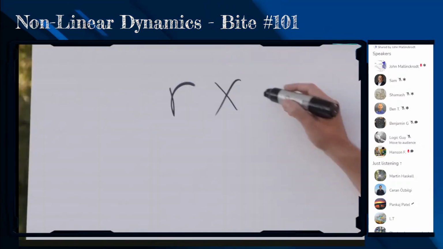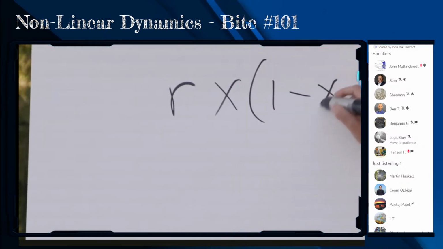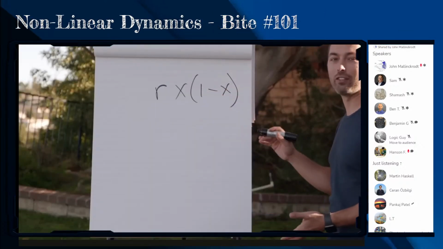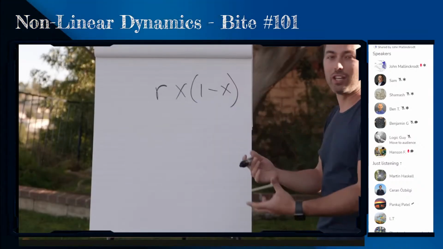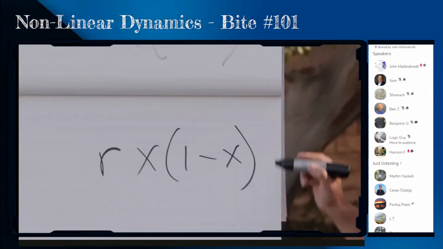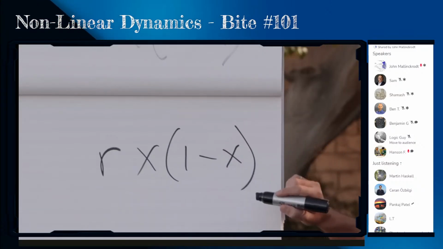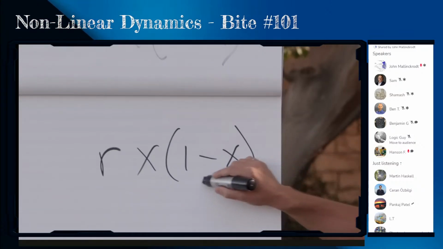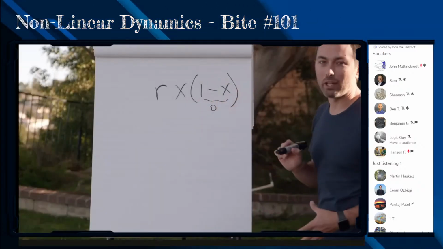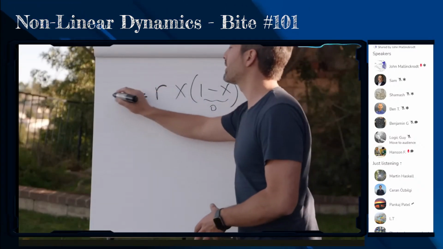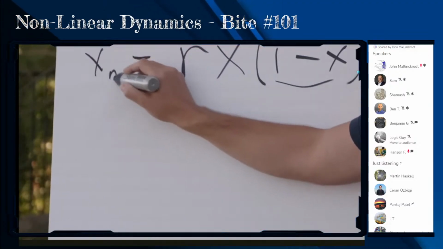So I can add the term 1 minus x to represent the constraints of the environment. And here I'm imagining the population X is a percentage of the theoretical maximum. So it goes from 0 to 1. And as it approaches that maximum, then this term goes to 0. And that constrains the population. So this is the logistic map.